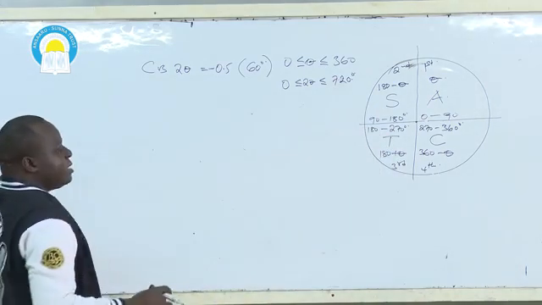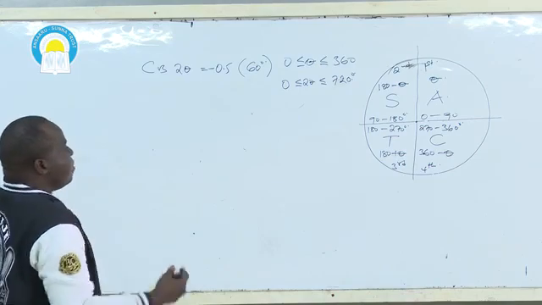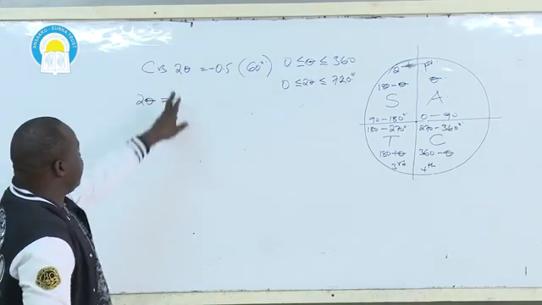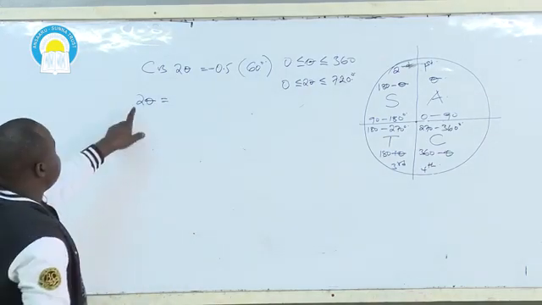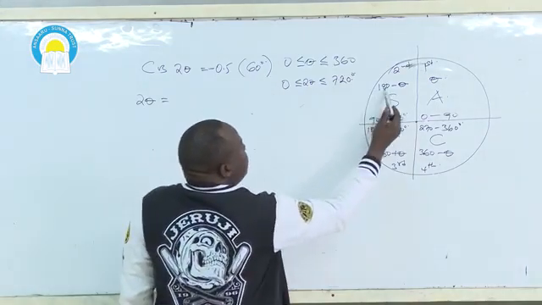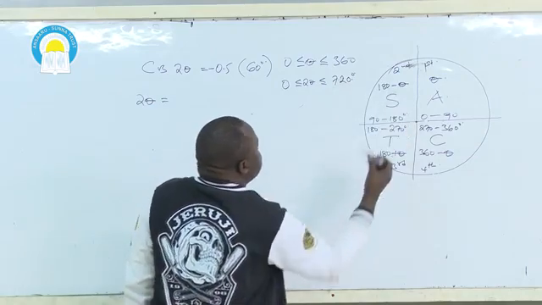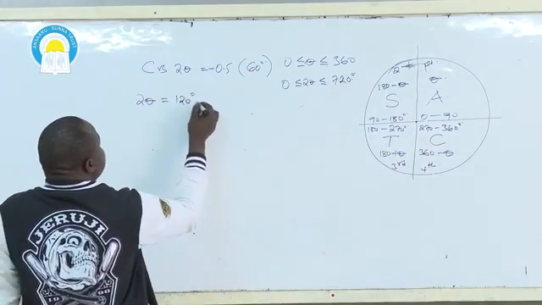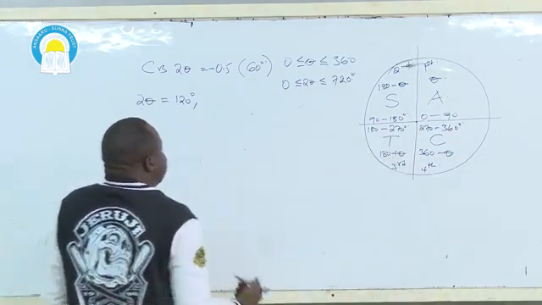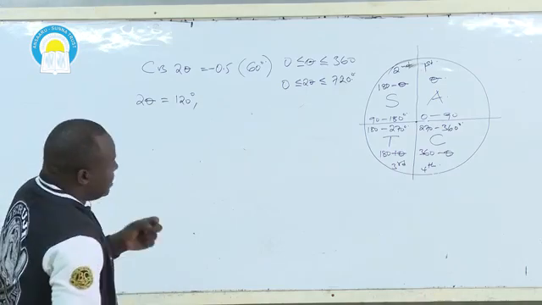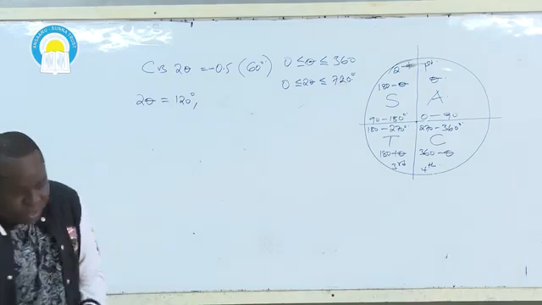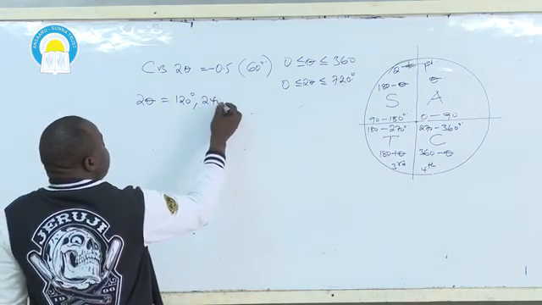So I'm supposed to get the answers in those 2 quadrants, but the values I get refer to 2 theta and not theta. So I'll say 2 theta equals, in the second quadrant, 180 minus the working angle, which is 60. That should be 120 degrees. In the third quadrant, it will be 180 plus the working angle, which in this case will be 180 plus 60 degrees.